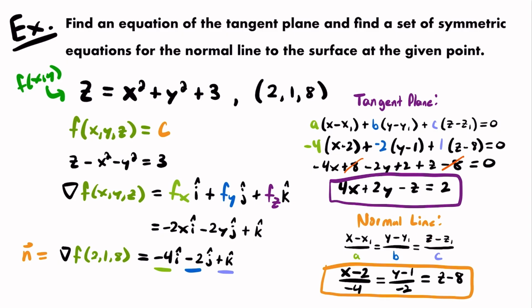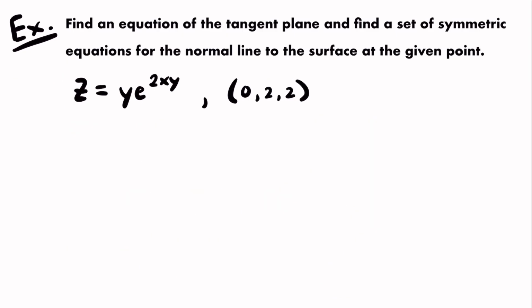Okay, let's take a look at another example. For our next example, we once again want to find an equation of the tangent plane and find a set of symmetric equations for the normal line to the surface at the given point. And we've been given the surface z is equal to y times e to the power of 2xy and the point (0, 2, 2).